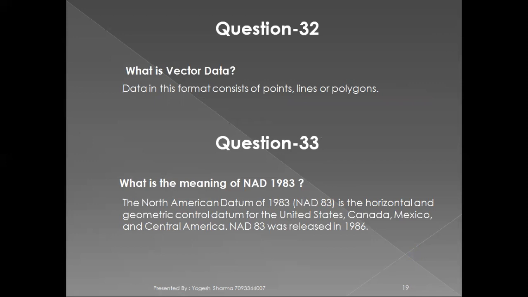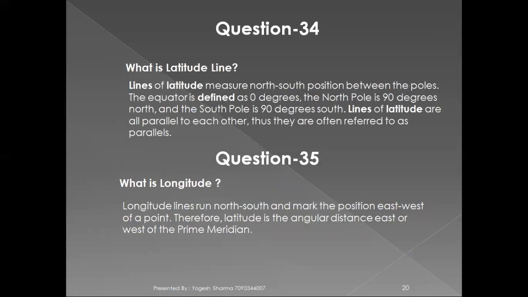What is the meaning of NAD 1983? The North American Datum of 1983 is the horizontal and geodetic control datum for the United States, Canada, Mexico, and Central America. NAD 83 was released in 1986. These are all related to the spatial reference or coordinate system. I will upload another video for spatial reference and coordinate system.